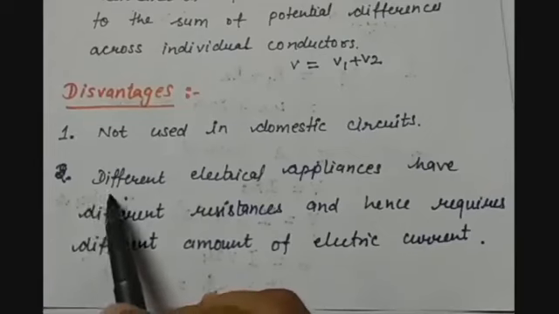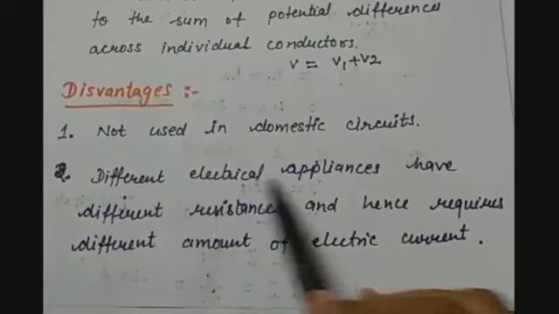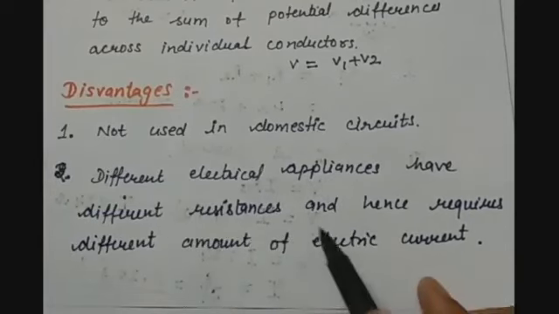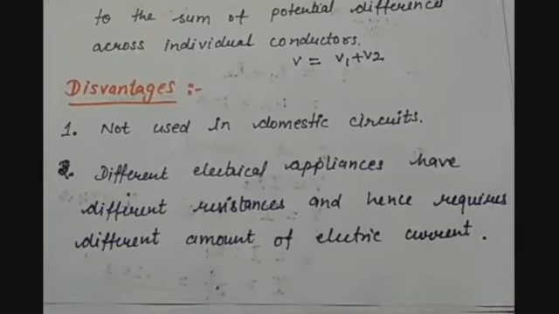The second disadvantage is that different electrical appliances have different resistances, and hence they require different amounts of electric current. So if we connect them in series and give the same amount of current to them, then it is possible that some of the appliances will not work properly, because the amount of current we are giving is not in accordance with that appliance. So these are some of the disadvantages of series connections of electrical circuits.